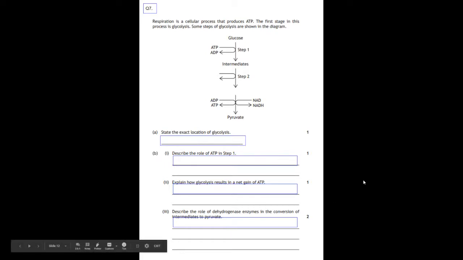So for the third one, it removes hydrogen ions and electrons and passes them to NAD, or turns NAD into NADH. So that's how we do this conversion of intermediates to pyruvate.